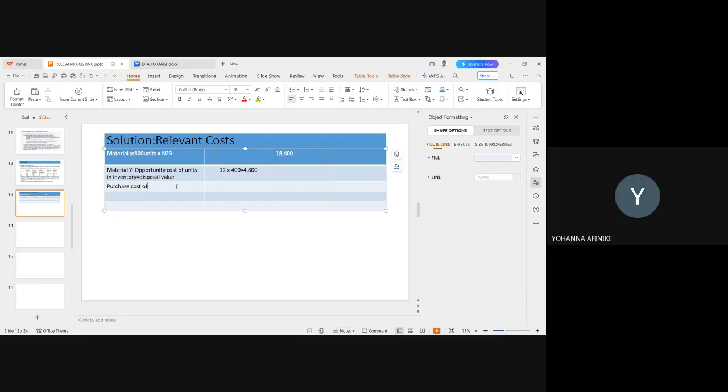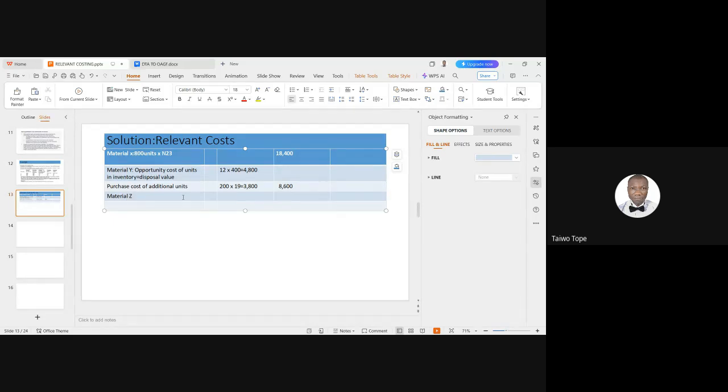Now, the purchase cost of additional units will be what? 200 additional units. 200 multiplied by 19 naira, 3,800. So the total relevant cost for material Y will be what? Should be 8,600.